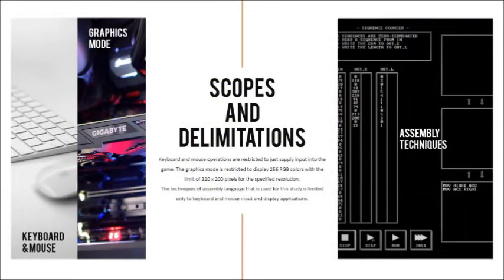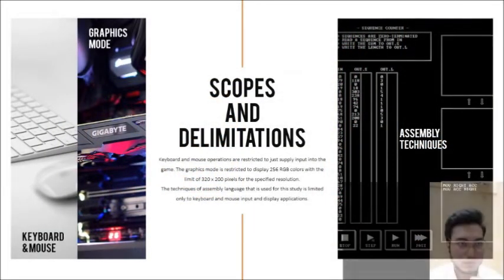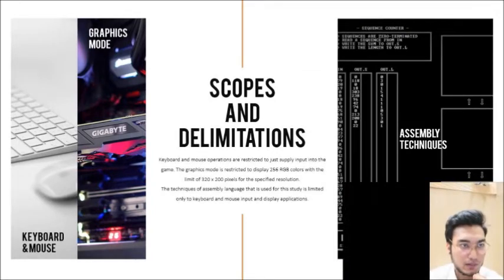Scopes and delimitations. Keyboard and mouse operations are restricted to just applying input into the game. The graphics mode is restricted to display 256 RGB colors with a limit of 320 by 200 pixels for the specified resolution. The techniques of assembly language used for this study are limited only to keyboard and mouse input and display applications.